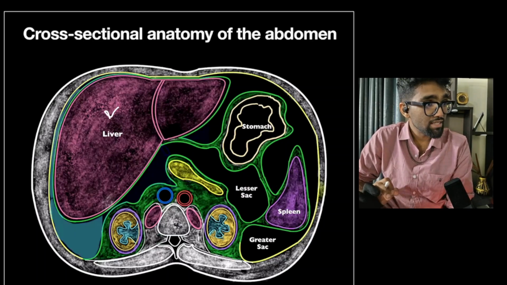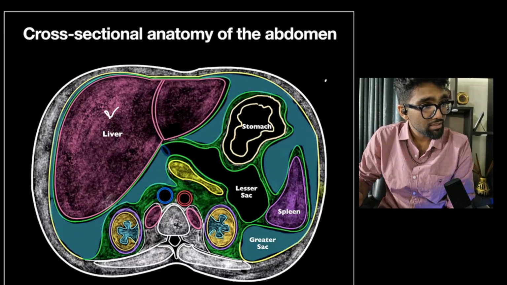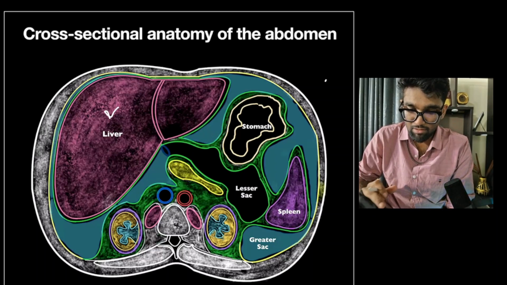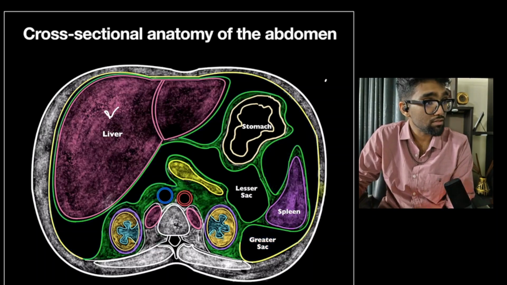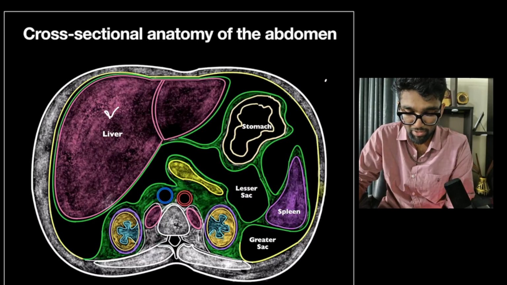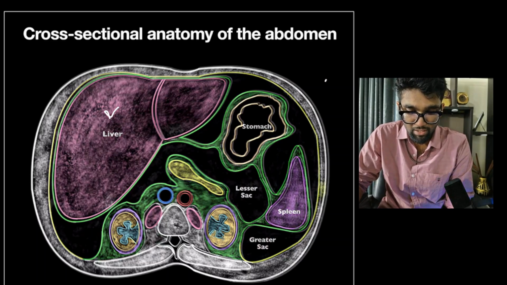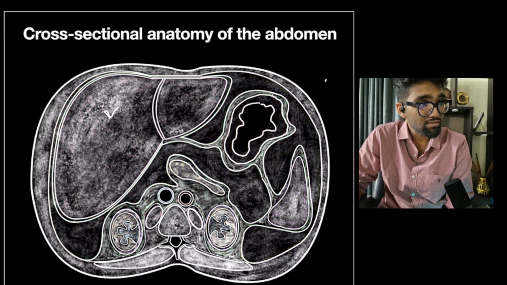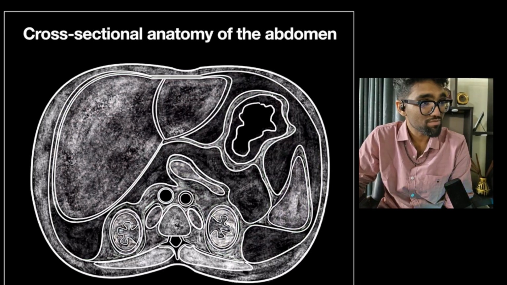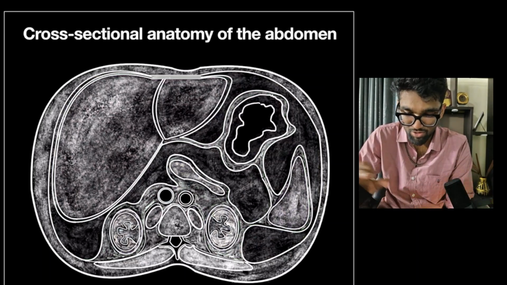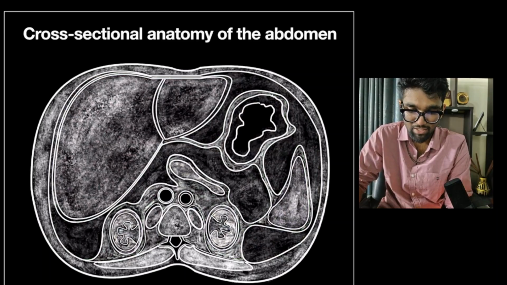I've highlighted the greater sac, and these are both spaces that are part of the peritoneal cavity proper. Then the thing is, in radiology, especially CT imaging and MR imaging, we see everything in black and white. So I've shaded everything in black and white. As you can see, once it's shaded black and white, it becomes quite less apparent. It's not as easy or as evident.